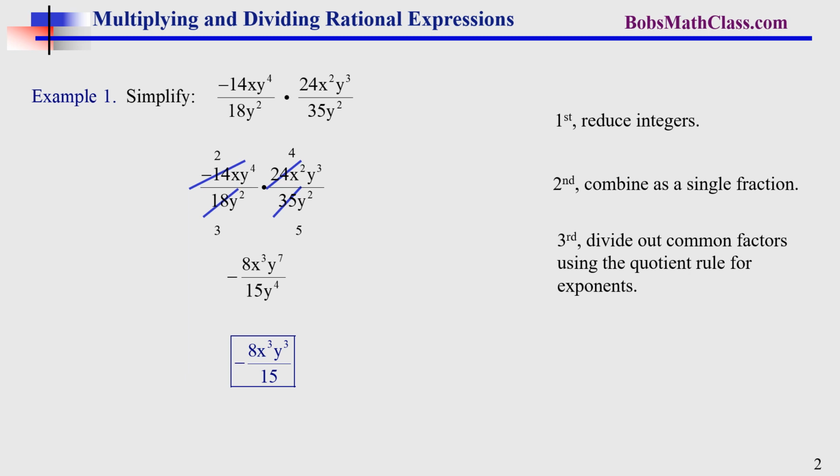In the steps, we talked about factoring. This one did not have any factoring because all the terms were monomials, meaning just one term.